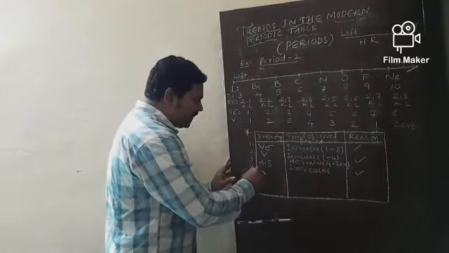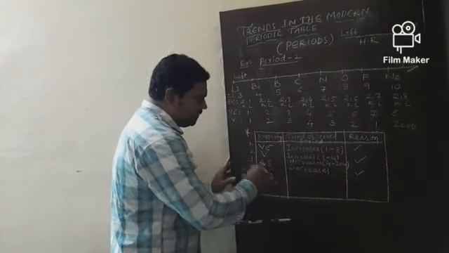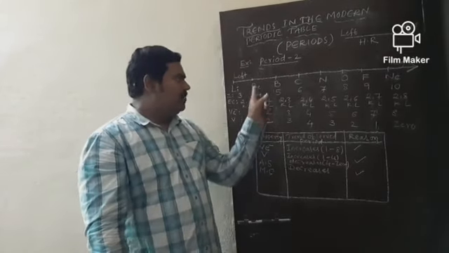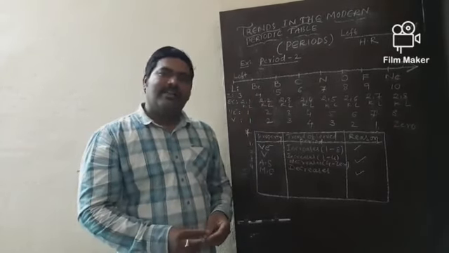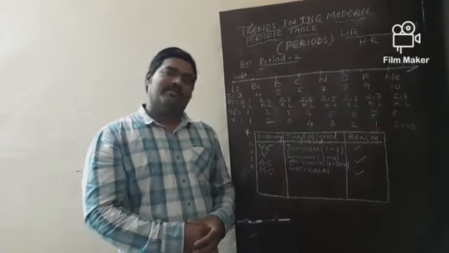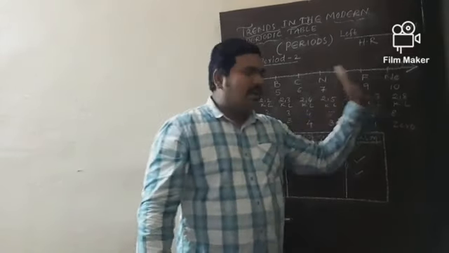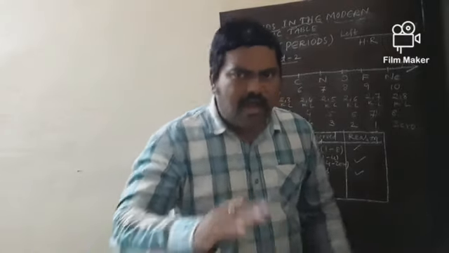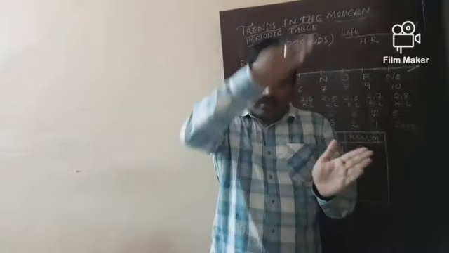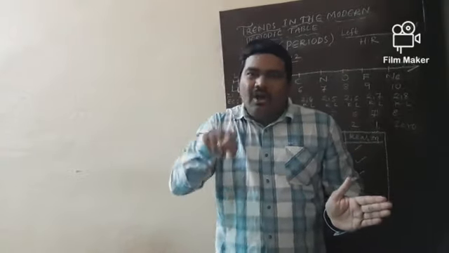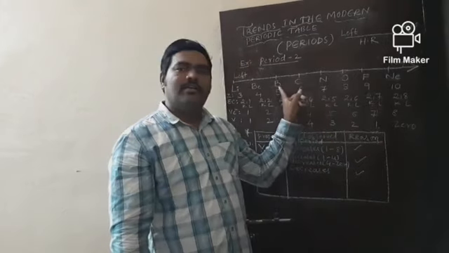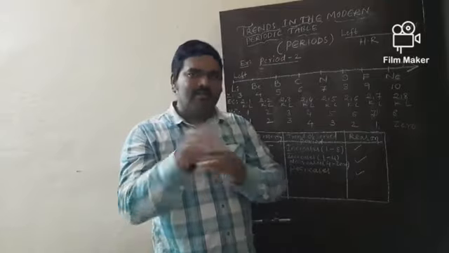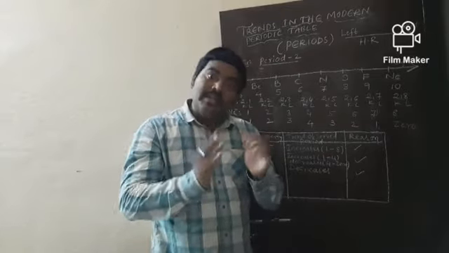Now coming to metallic character, MC. As I told in the beginning of this class, metals are located on the left side of the modern periodic table, whereas non-metals are located on the right side of the modern periodic table. And both metals and non-metals are separated by a zigzag line, which is called metalloids. So, metalloids separate both metals and non-metals. This is also very important.